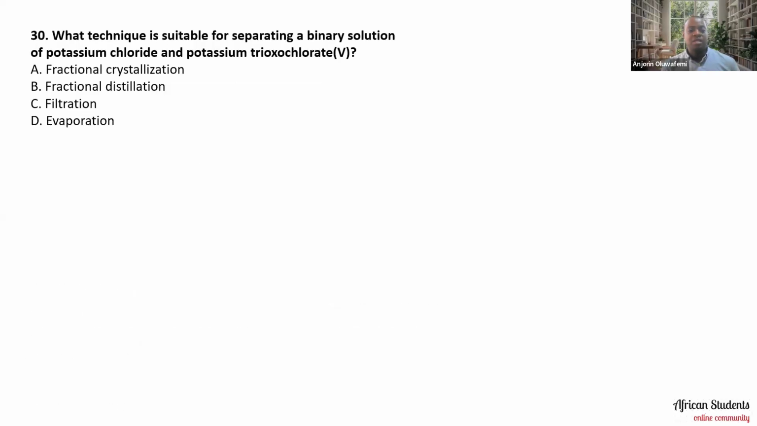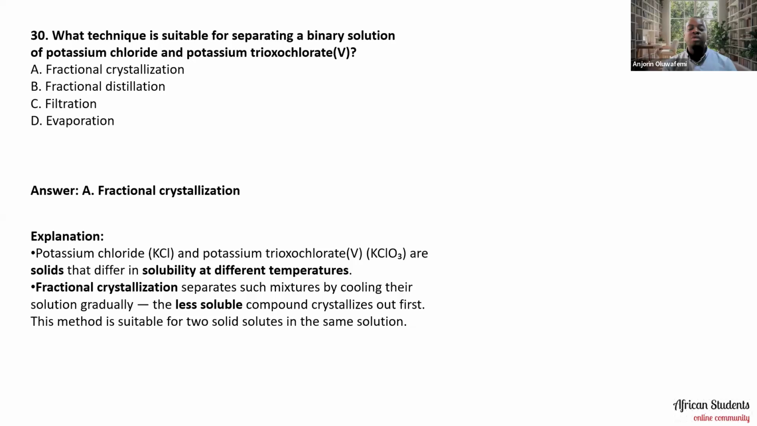Okay, so what technique is suitable for separating a binary solution of potassium chloride and potassium trioxochlorate 5? Do we use fractional crystallization, fractional distillation, filtration, or evaporation? And the right answer to this one is fractional crystallization. The reason for it is because potassium chloride and potassium trioxochlorate 5 are solids that differ in solubility at different temperature. Fractional crystallization separates such mixture by cooling their solutions gradually. The less soluble compound crystallizes out first. This method is suitable for two solid solutes in the same solution.